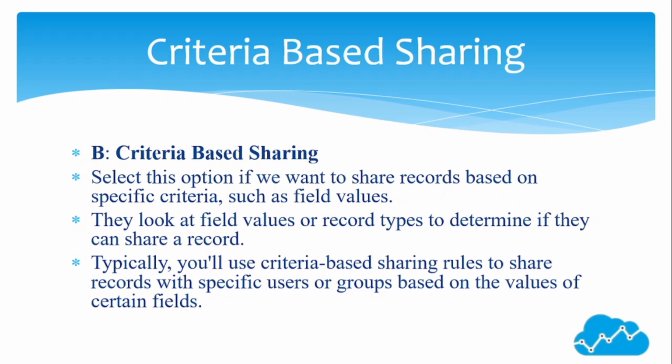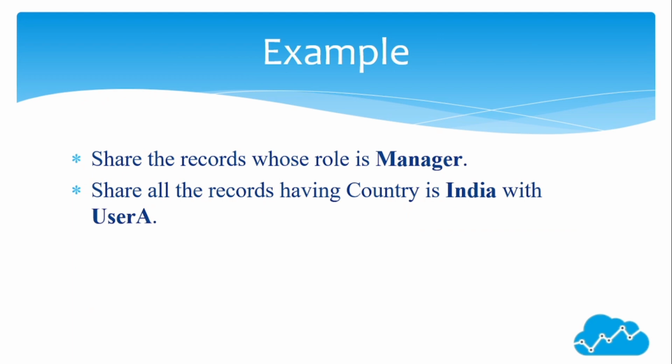Criteria-based sharing: select this option if we want to share records based on specific criteria such as field values. They look at field values or record types to determine if they can share a record. Typically, you will use criteria-based sharing rules to share records with specific users or groups based on the values of certain fields. Let's see an example.